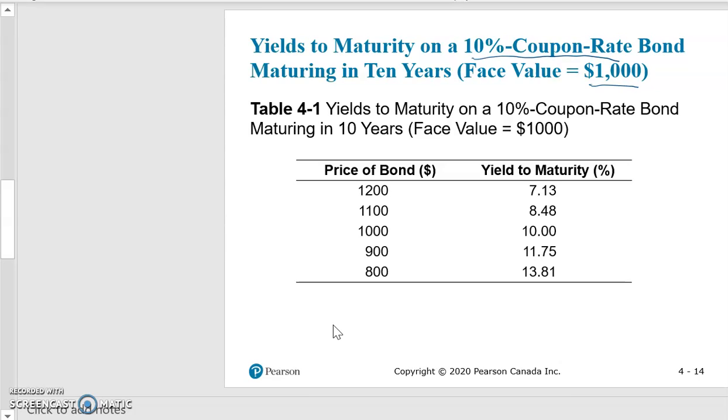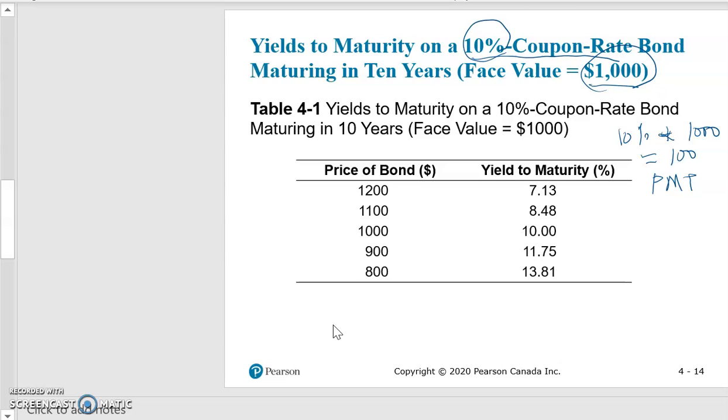The coupon rate is used to calculate the coupon payment. In this case, we have a fixed coupon bond, so the coupon can be calculated as 10% times the face value. So 10% times the par value or face value of the bond, which is equal to $100. So this becomes the annual payment or the annual coupon payment.